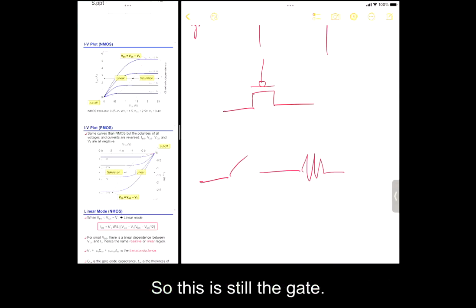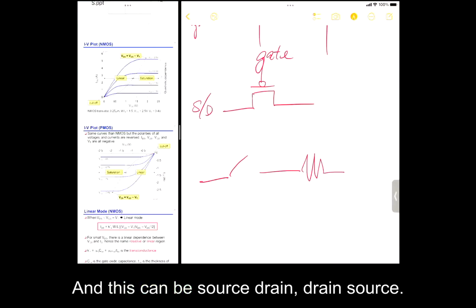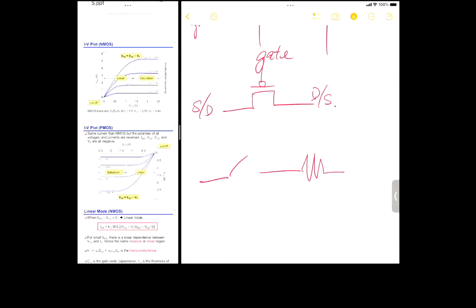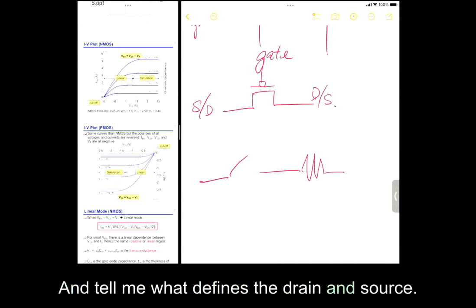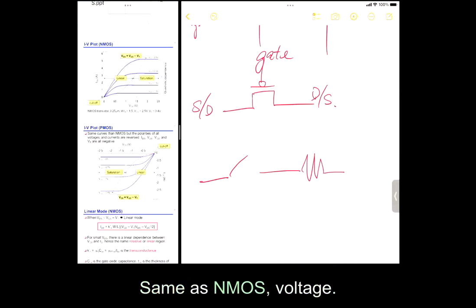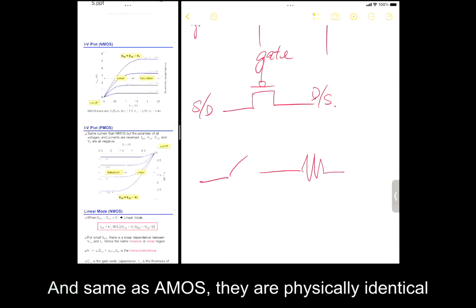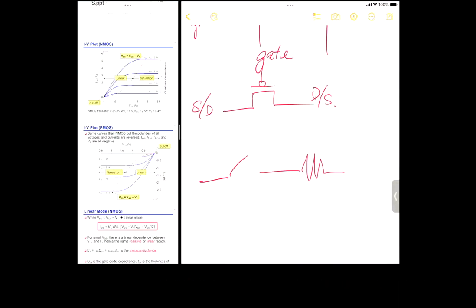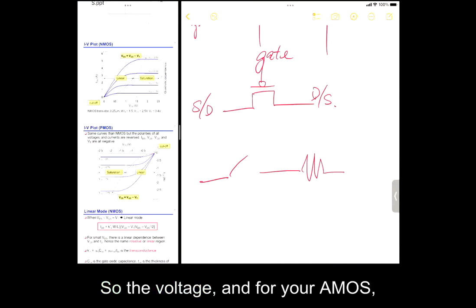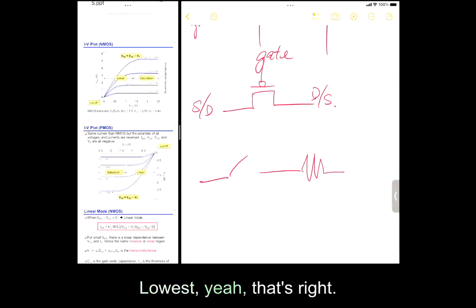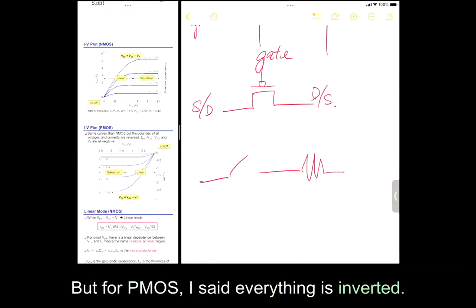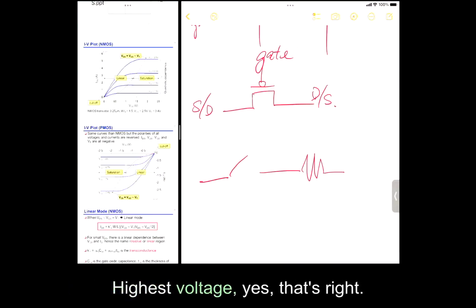So this is still the gate, and this can be source or drain. And tell me what defines the drain and source. Yep, voltage, same as NMOS. Same as NMOS, they are physically identical, the source and drain. So it's the voltage. For your NMOS, what voltage is the source? Highest or lowest? Lowest. Yeah, that's right. But for PMOS, I said everything is inverted. So what defines the source? Highest voltage. Yes, that's right.